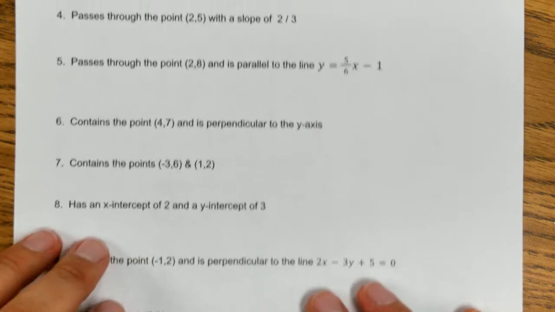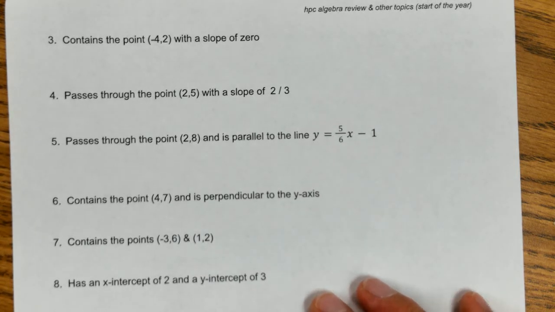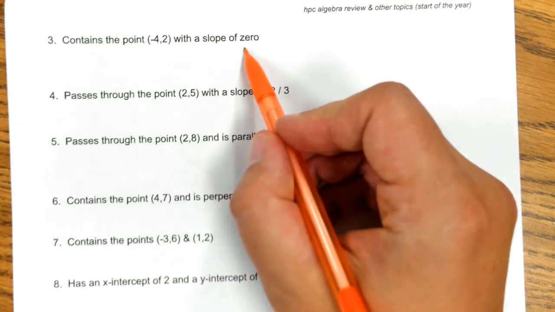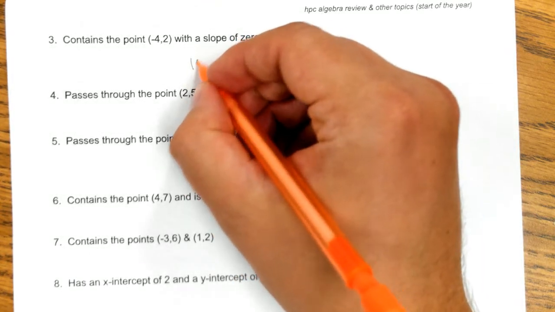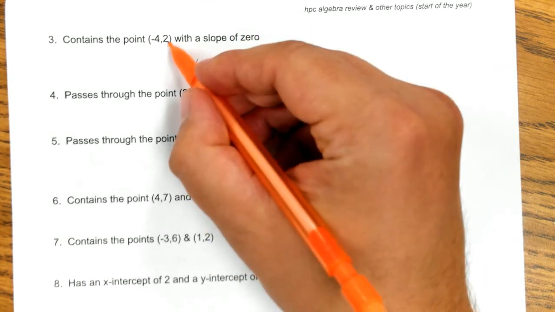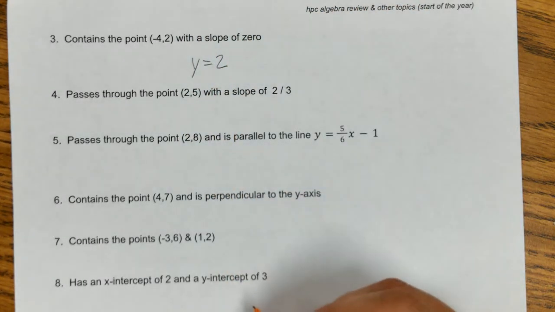Looking over at the next problem. Oh, there we go. It says has a slope of 0, so I know it's going to be a horizontal line. And so I'm going to write this as y equals, and I look at my point that it's passing through, and y equals 2. That's it. That's all you need to do.